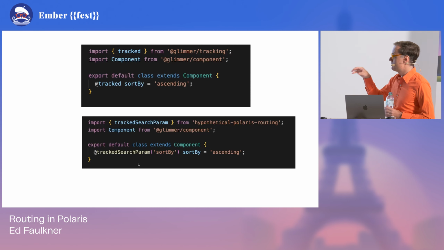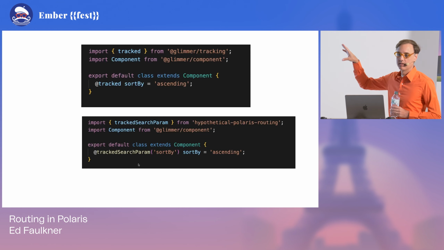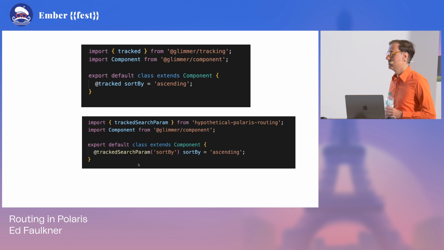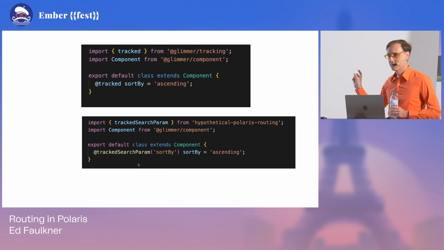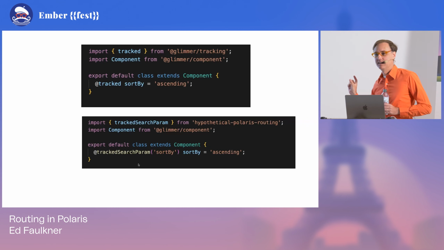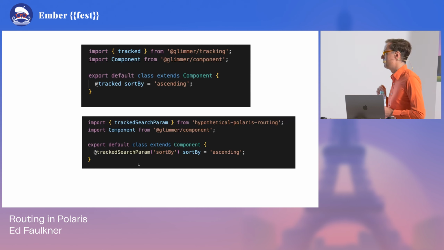And I chose the name tracked search param here as my example because it still says tracked because that's important. This would serve the same way the tracked decorator does. It is observable by the reactivity system. And I said search param and not query param just because that's what the actual spec calls this thing. The terms, both query and search, have been used for this thing, but on the actual URL class, it's called a search param.